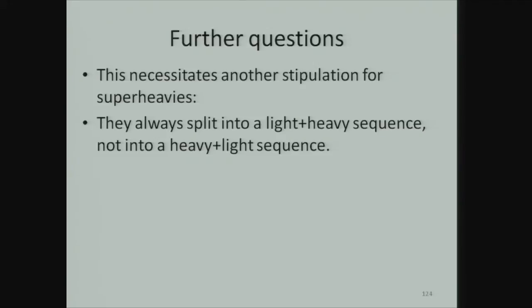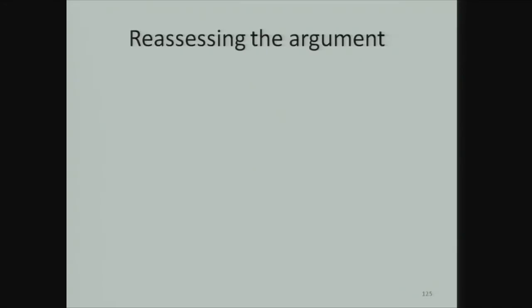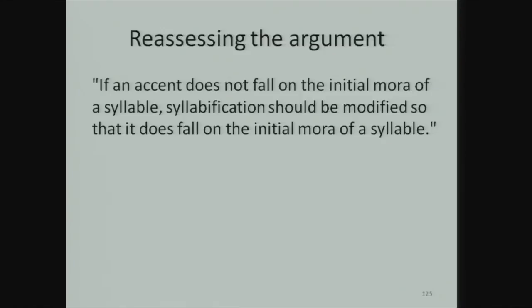That is, they always split into a light plus heavy sequence, not into a heavy light sequence. But again, that would just be a stipulation. So we think a better explanation is needed of why this is indeed the case. So reassessing the argument, repeating it again: if an accent does not fall on the initial mora of a syllable, syllabification should be modified so that it does fall on the initial mora of a syllable. That's the split syllable argument that has been given, so in these forms.